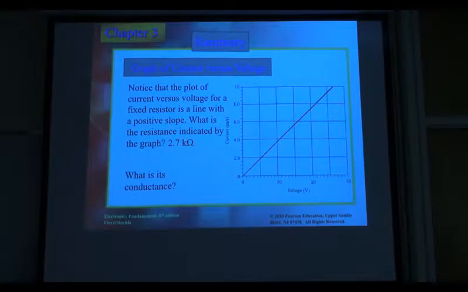What is the conductance? That is 1 over this number. So 1 over 2,700 equals 0.37 millisiemens.